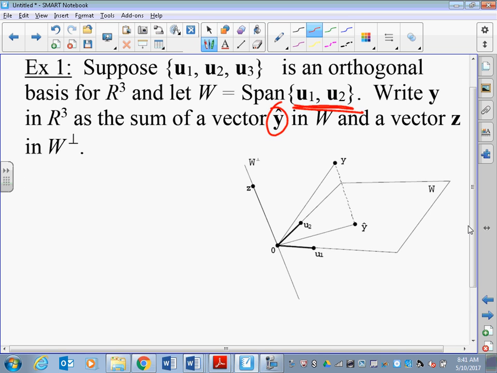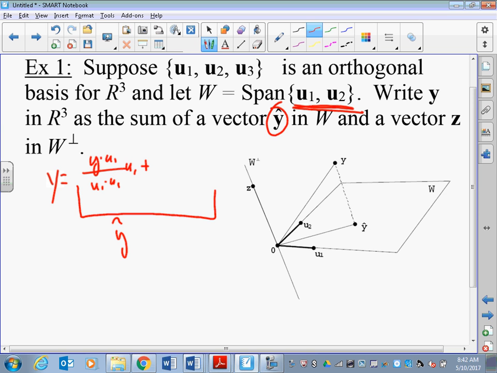Exactly. No, it's in the span of U1 and U2. So Y hat would equal... I'll actually use this. How do we find Y hat? Right, but how do we find that alpha? So you're correct, but how do we find alpha? Y dotted with U1 over U1 dotted with U1, right?